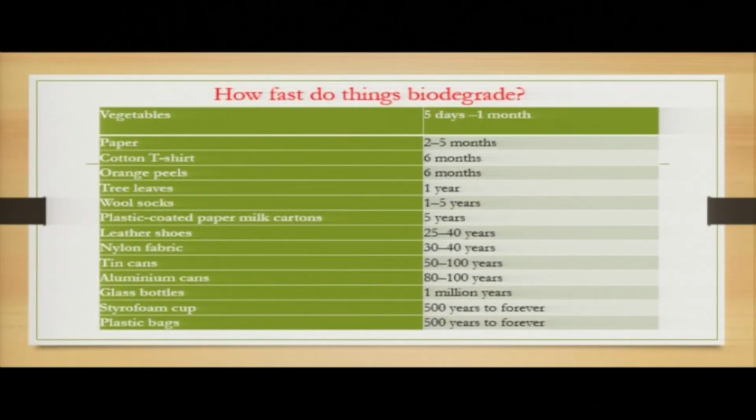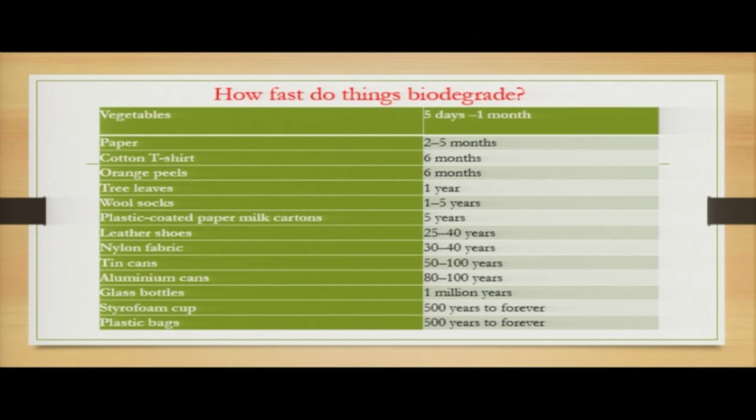How fast do things biodegrade? This is very important. I'm just going to go slowly on this, and you see the dangers of these substances that we throw out. Because when you throw it out and it does not decompose, then it will have harmful effects on the environment where you have thrown it, and at the end of the day, those effects come back to you, either directly or indirectly.